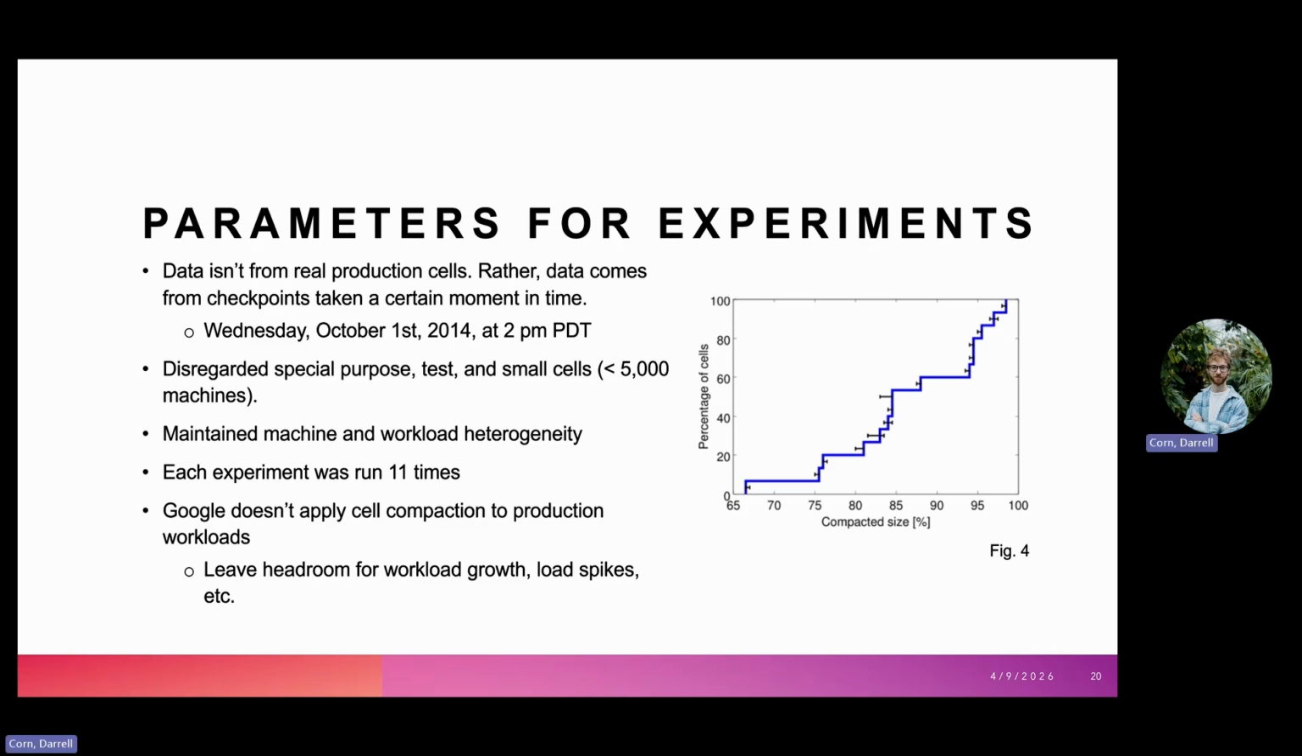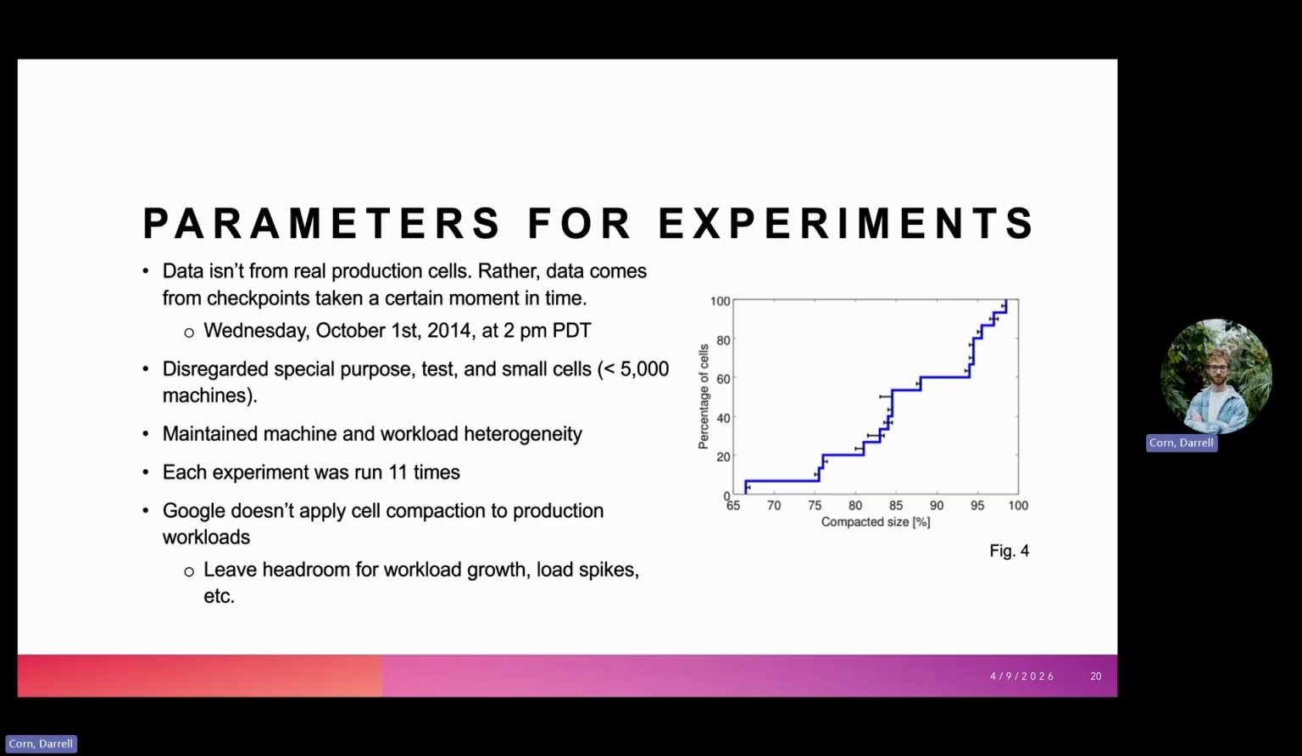Some other parameters for the experiment include that small and testing cells were disregarded. Machines and their workloads were both heterogeneous, meaning that they varied in size and quality. And each experiment was run 11 times, which if you think that doesn't sound like a lot, then I'd agree with you. However, the authors mentioned that it was costly, even for Google, to run the experiments. So all the data, it's all the time and money they had to collect this data.